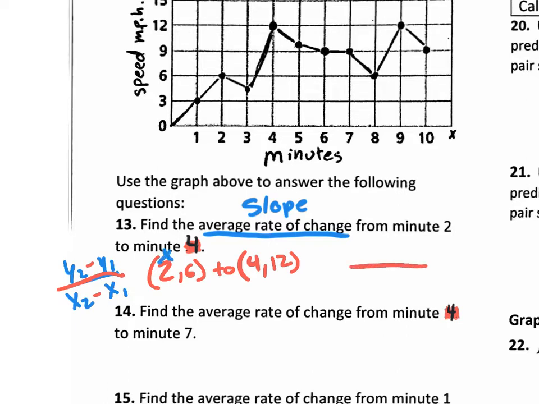And of course, this is your x value, your y value, your x value, your y value. This is your first point, so put 1s on the x and the y. This is your second point, so put 2s on the x and the y. And then plug in your values accordingly. So y2 is 12, y1 is 6, x2 is 4, x1 is 2.